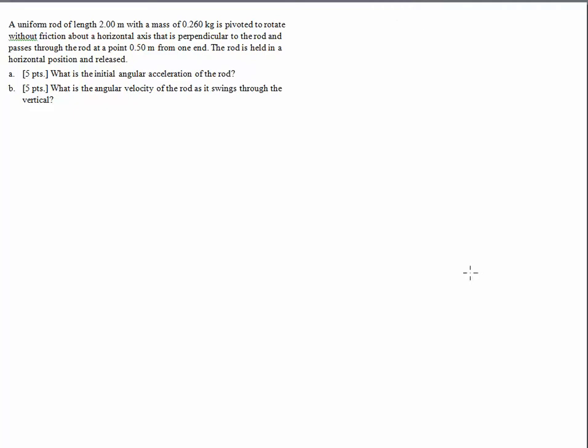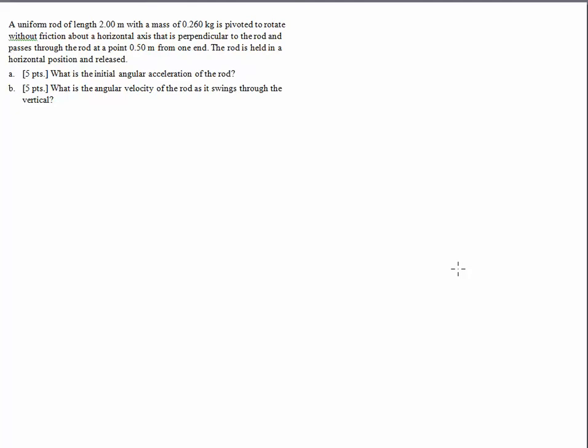Okay, we're going to be looking at problem number 5 of practice test 3. This is a uniform rod of length 2 meters with a mass of 0.2 kilogram, pivoted to rotate without friction about a horizontal axis that is perpendicular to the rod, and passes through the rod at a point 0.5 meter from one end. The rod is held in a horizontal position and released.